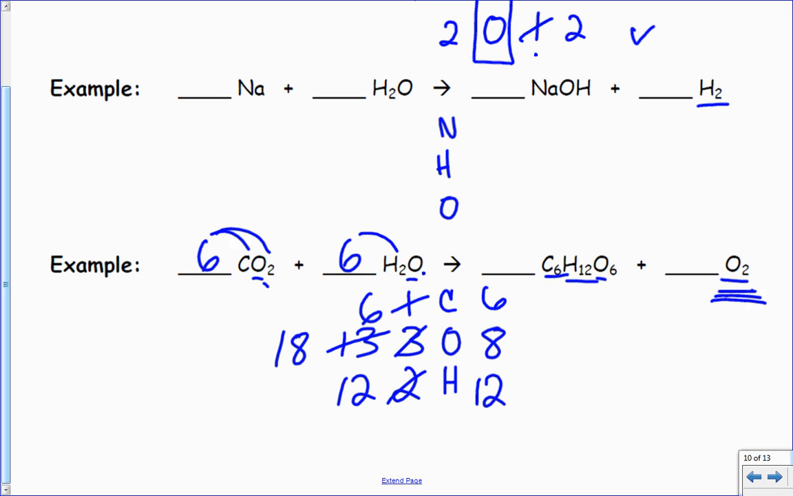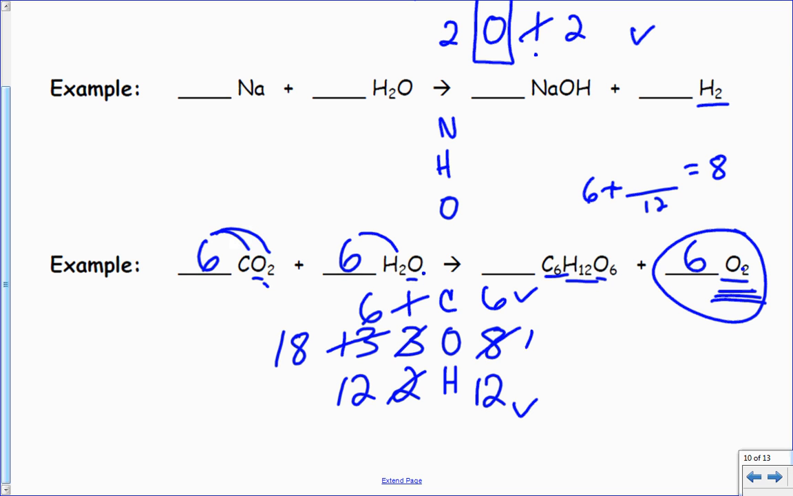So everything is balanced as far as the carbons go and the hydrogens go. I just need to balance my oxygens. We're all set. I need 18 total. Okay, so do I want this number to be 18 oxygens? Well, no, because of this here. So if I have 6 plus what number equals 18? Well, that's going to be 12. 6 plus 12 is 18, correct? So I need this to be 12 oxygens. So that's going to be a 6. 6 times 2 is 12, plus 6 is 18.